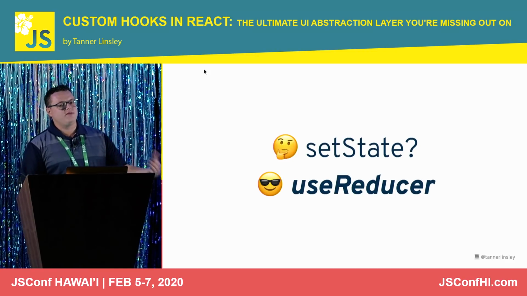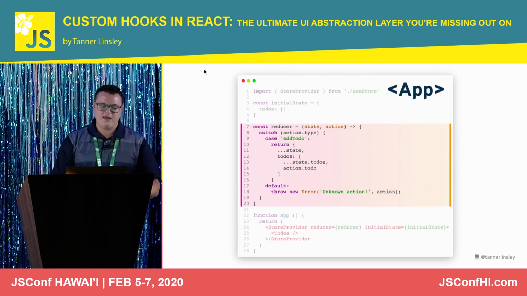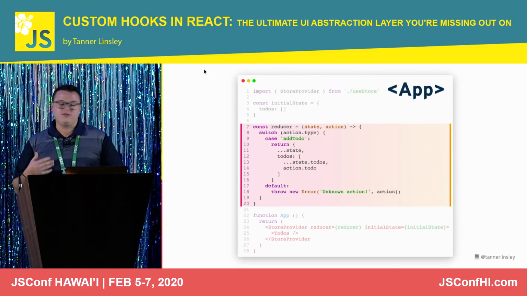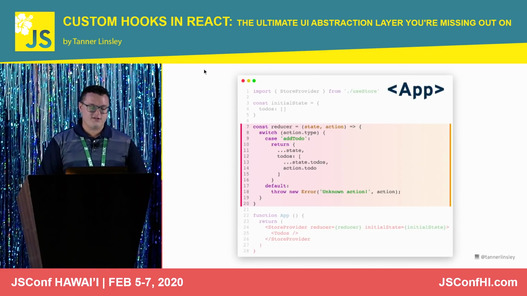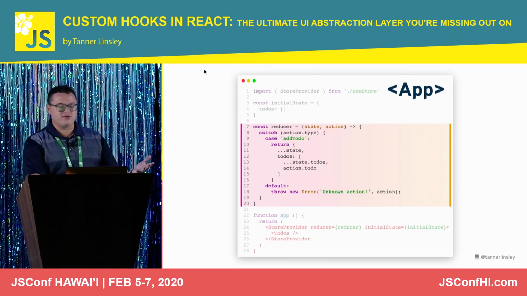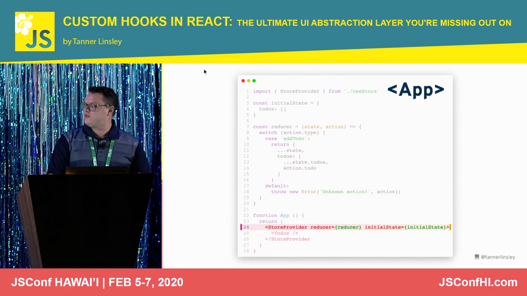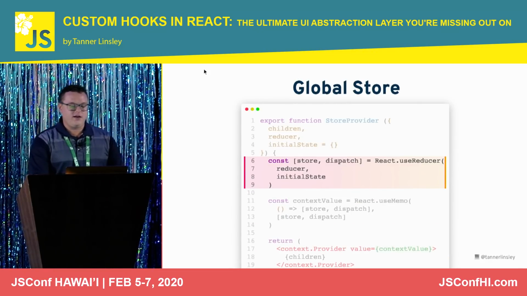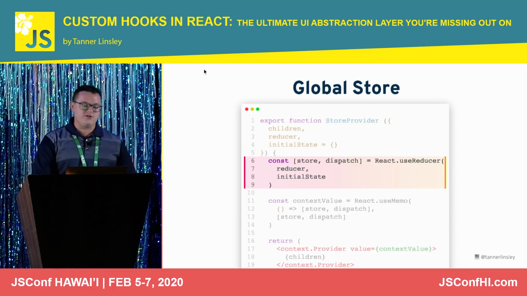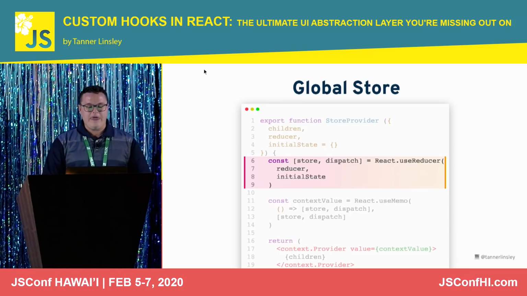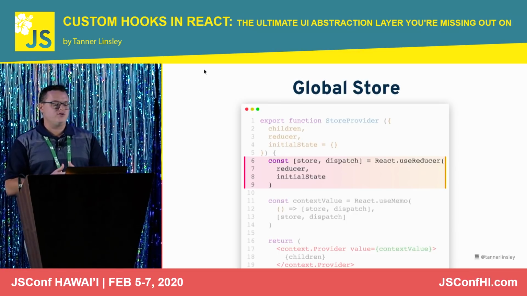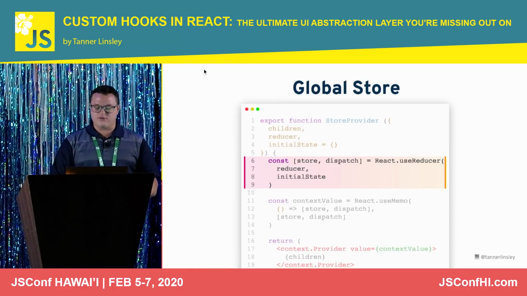So what if we took it a step further to use reducer? Use reducer is really pretty simple to use in my opinion. You just create a reducer function here. We can do it in our app. We can pass that reducer function into our store provider we created. And instead of use state, now we can just use reducer. Pass the reducer, the initial state. And instead of a set state function to directly modify the store, now we have a dispatcher we can use.